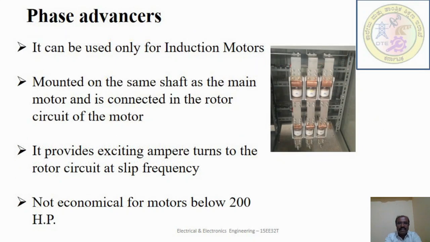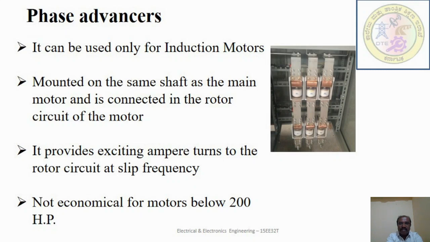Next is phase advancers. The phase advancers are used to improve the power factor for only the induction motors. The lower power factor of an induction motor is due to the fact that its stator winding draws exciting current which lags behind the supply voltage by 90 degrees. If the exciting ampere turns can be provided from some source, some AC source, then the stator winding will be relieved of exciting current and the power factor of the motor can be improved.